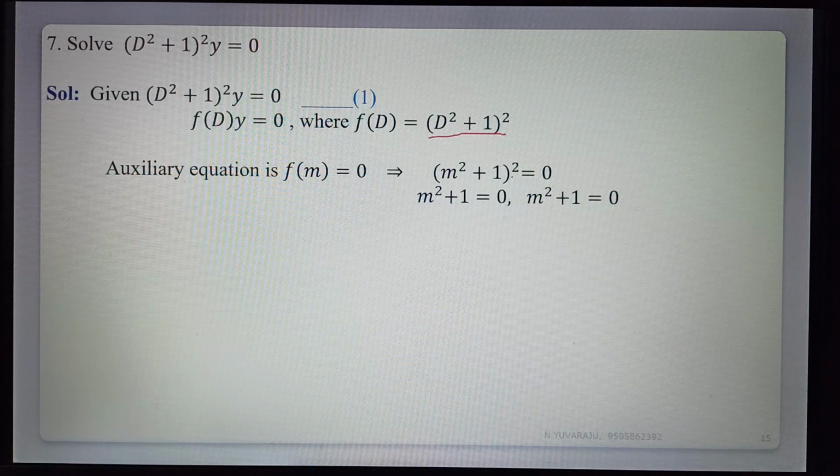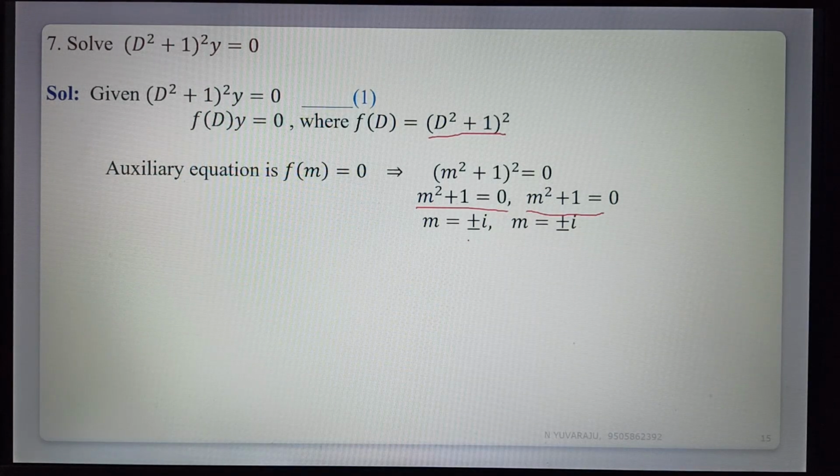So here (m square plus 1) whole square means 2 times. That is m square plus 1 is equal to 0 and m square plus 1 is equal to 0. M is equal to plus or minus i, plus or minus i. And the 4 roots are 2 pairs of complex roots, that is 2 pairs also equal: plus or minus i, plus or minus i.